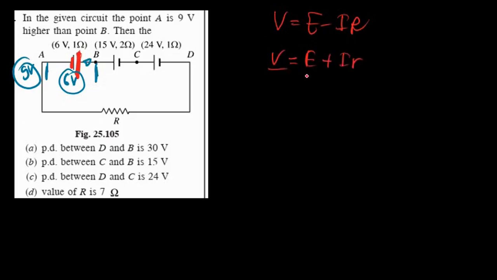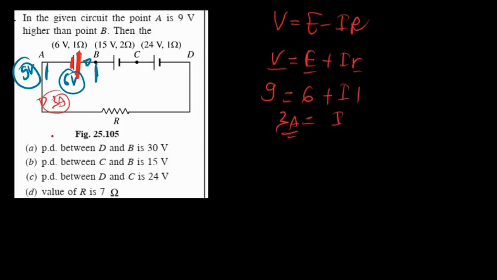V is the potential difference, E is the EMF, and R is the internal resistance. You should know these equations. Then V, they are telling us, is 9 volt, and E of course is 6, plus I which we don't know, and R is 1, so we are getting I as 3, right? So it's easily 3 amperes, that's the total current.